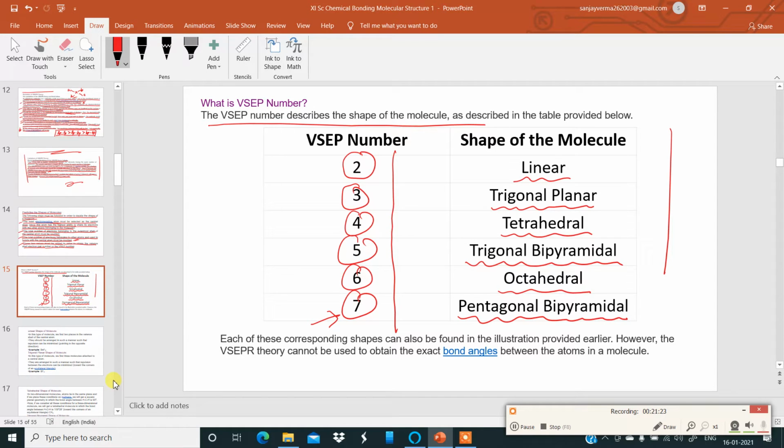Okay. Now each of these corresponding shapes can also be found in the illustration provided earlier. That time I discussed that. However, the VSEPR theory cannot be used to obtain the exact bond angles between the atoms in a molecule. So that is one drawback we can say. We cannot use the VSEPR theory to get the exact bond angles in molecules.